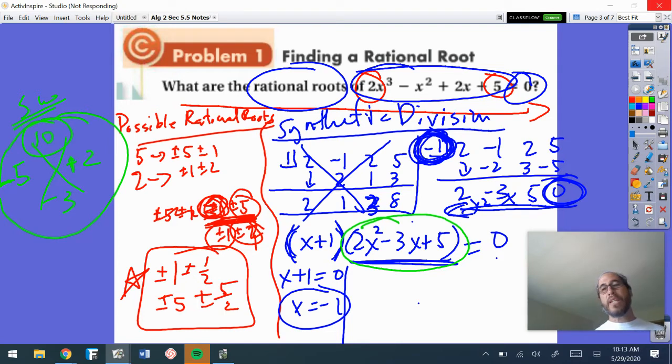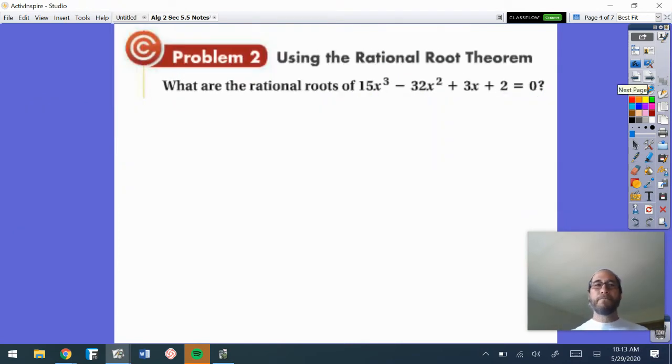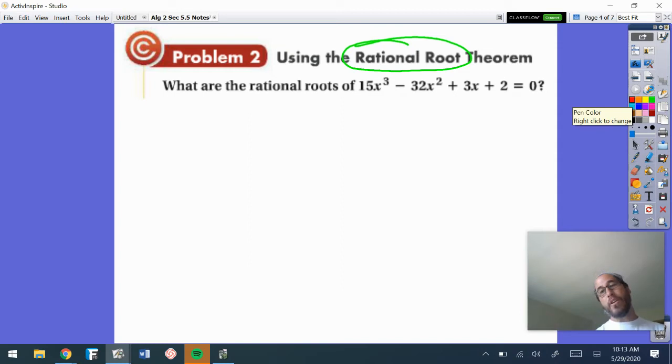But the important thing that we're doing right now in Section 5.5 is this very important word that says rational. And if it's rational, they all have to work out very pretty without the quadratic formula, okay? All right, let's keep on going.